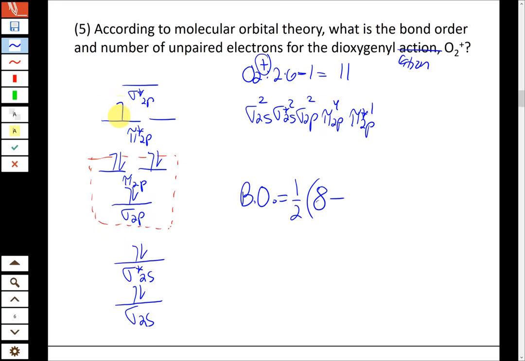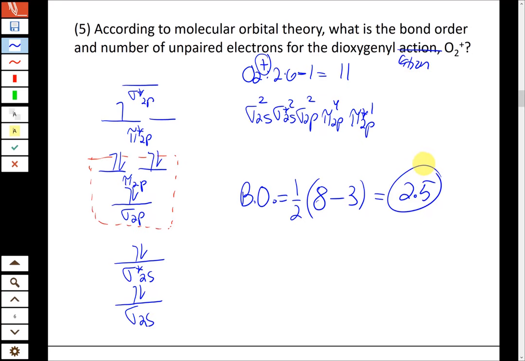Yes? Which ones are the bonding and which ones are the antibonding? So bonding orbitals are ones that are lower in energy than the atomic orbitals, and in terms of how they're labeled, they don't have a star next to them. So it's going to be sigma 2s, sigma 2p, and pi 2p are your bonding orbitals. The ones that have a star next to them, sigma star 2s, pi star, and sigma star up here, those are all of your antibonding orbitals. Okay, got it. And so it's going to be 1/2 times 8 minus 3, which is 2.5. So that's our bond order.